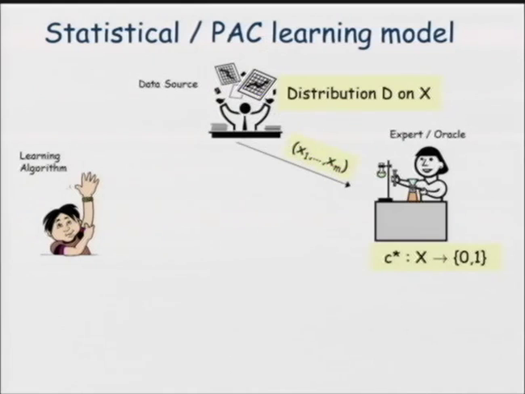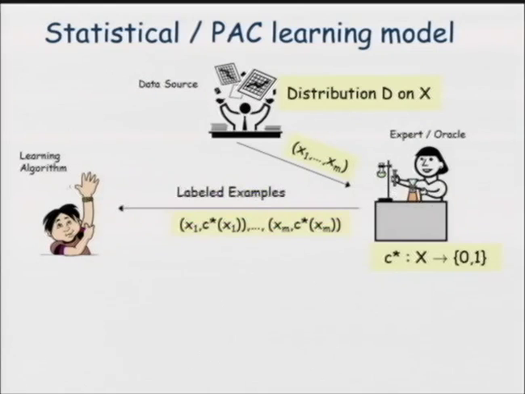Then in the training phase, we first get to see a random sample from this distribution. This sample is then labeled by an expert, for instance, spam or not spam for the spam detection problem. This set of labeled examples is given as input to a learning algorithm. The algorithm then does some computation over the sample and outputs a hypothesis function that is then used to classify new examples, for instance, new email messages.